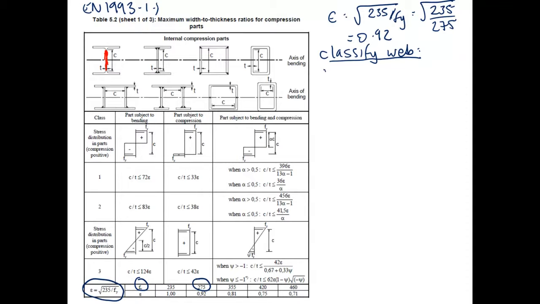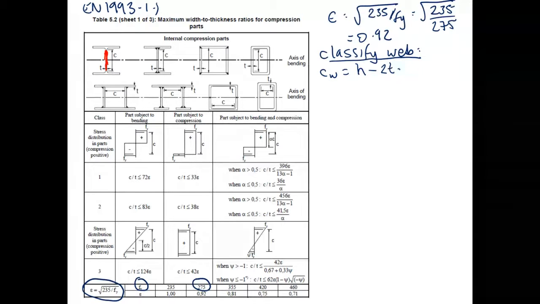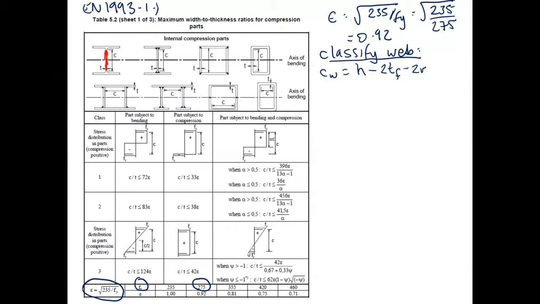Okay, so the unstiffened height of the web here, and from the picture over there on the left-hand side, is going to be equal to the overall height of the section minus twice the thickness of the flange, minus 2 times r. In other words, the overall height of the section is the height here, with the thickness of the flange up there, and we have the little radius value here in the corner, r.